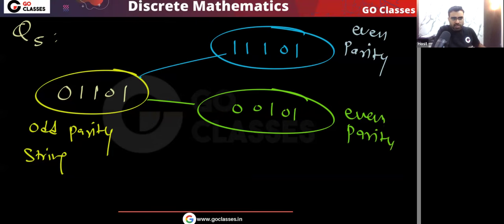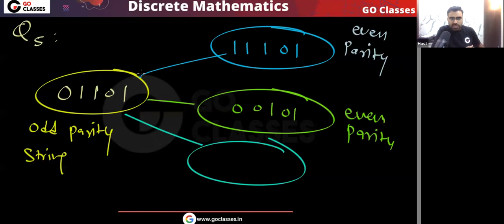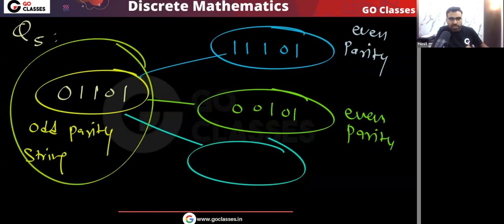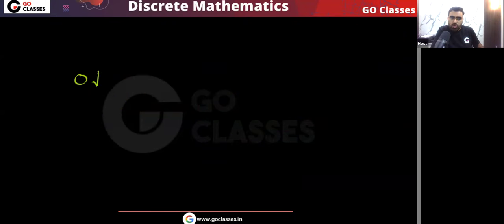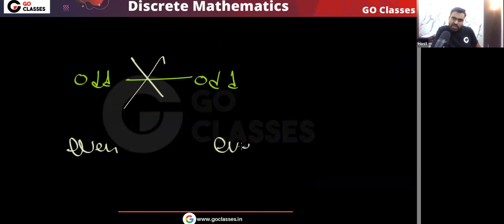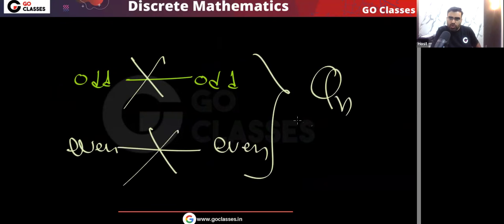I hope you are understanding the point, very simple: this odd parity string will be adjacent to even parity strings only. An odd parity string cannot be adjacent to an odd parity string; they can never be adjacent. Similarly, even parity strings can never be adjacent in Qn. Yes or no? In the hypercube graph.